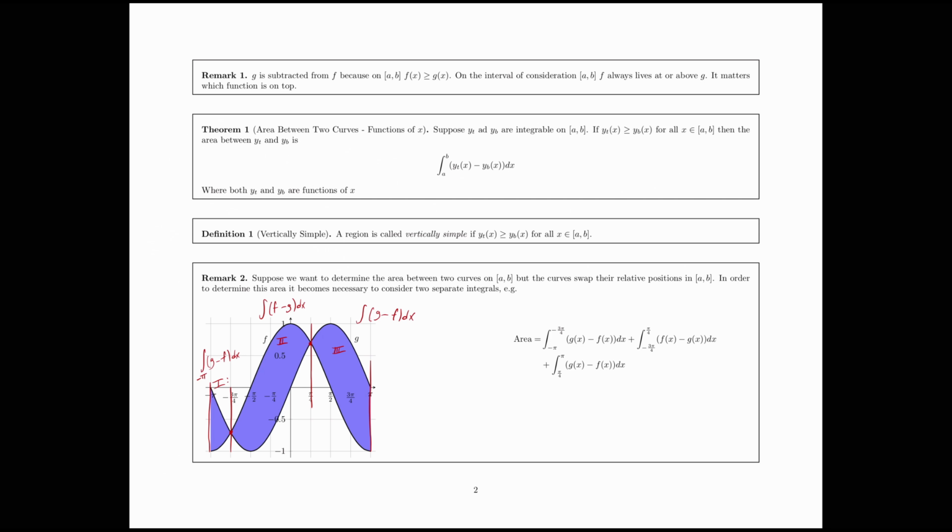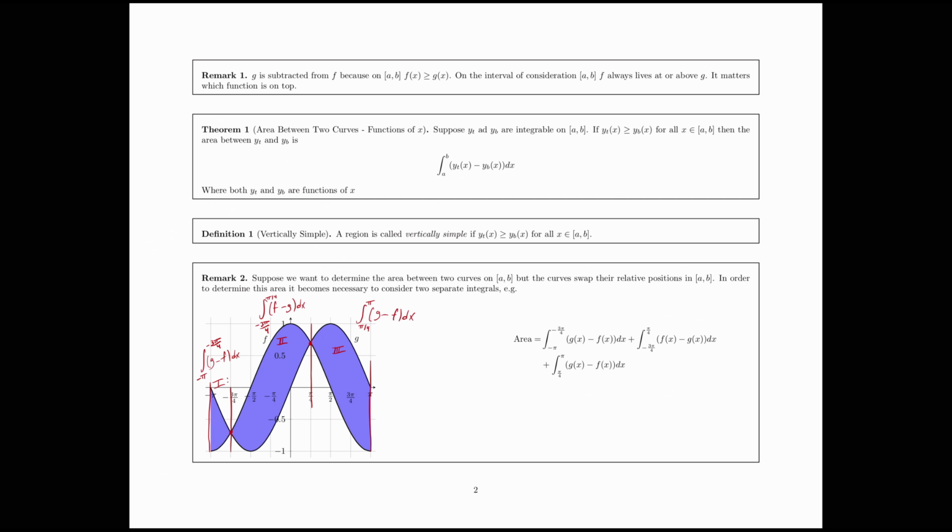So negative pi to negative 3 pi over 4. Pick up where we left off. Negative 3 pi over 4 to pi over 4. Pick up where we left off, so pi over 4 all the way to pi. And that's precisely what we have over there.